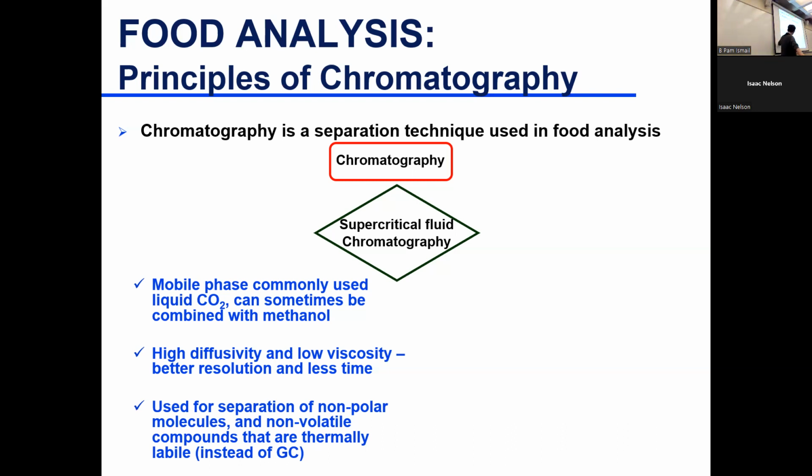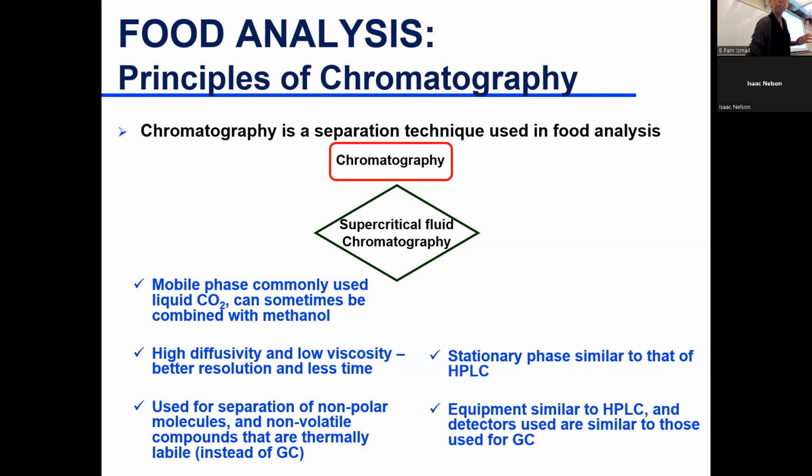So instead of using GC, we take CO2, which is a gas, and put it over a critical pressure and temperature so that it becomes a liquid. Liquid CO2 has really high diffusivity and very low viscosity. So you get really good resolution in a shorter period of time. It moves really fluently and gives you good resolution.